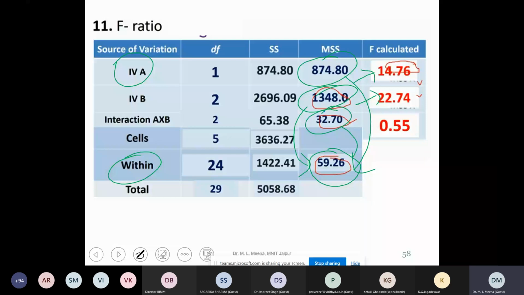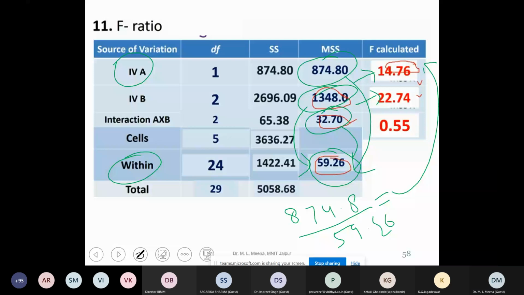So 874.8 divided by 59.26 is equal to this value. F calculated value for independent variable A is 14.76. F calculated value for independent variable B is 22.74, and F calculated value for interaction A and B is 0.55. So we have framed three null hypotheses for the two-way ANOVA.